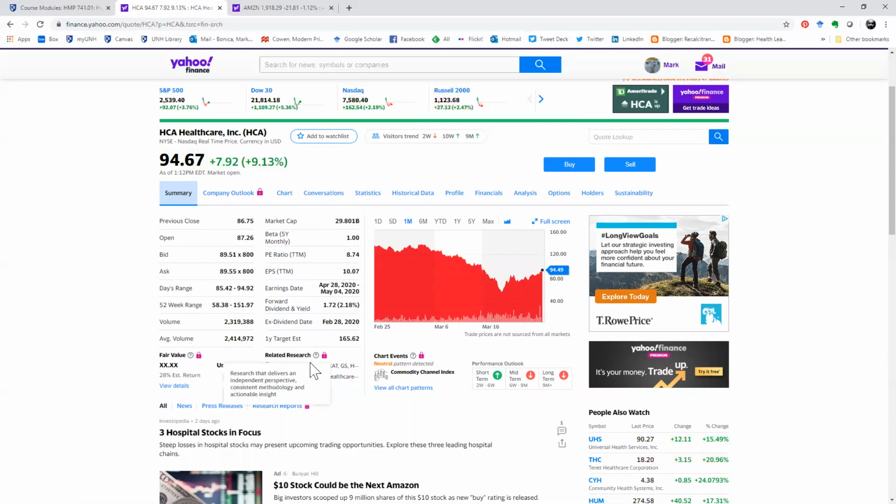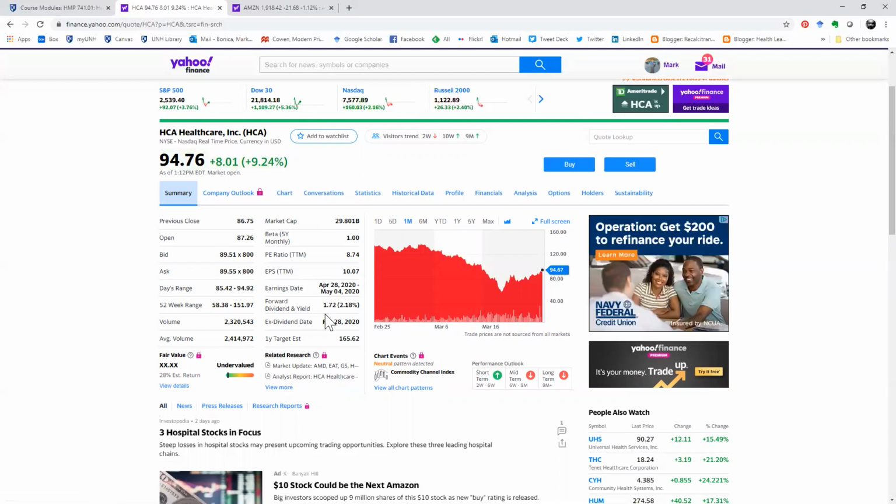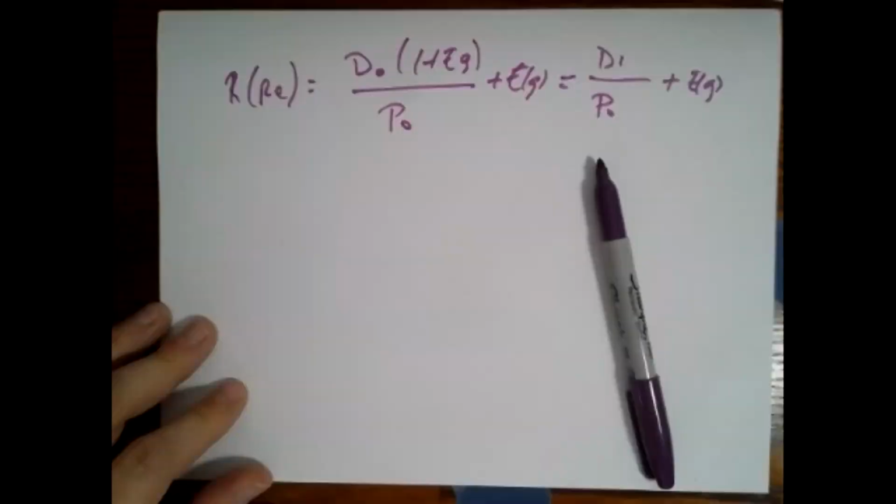So going down here, the key thing I wanted to point you to was their forward dividend rate is 1.72. The forward dividend rate is the D1, right? So D0 is whatever the last dividend was. Their next expected dividend is 1.72. Hopefully you can see that. I realize it's small, but if you would like, you can just jump on Yahoo Finance and look up HCA and you can see it yourself. So let me stop the share.